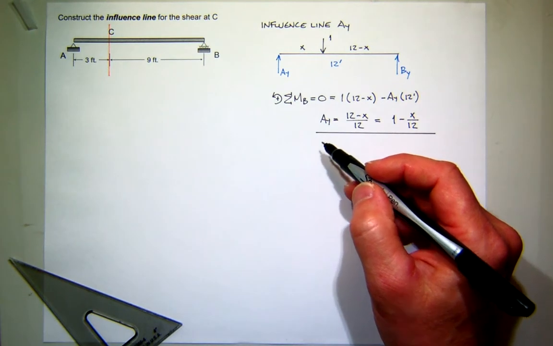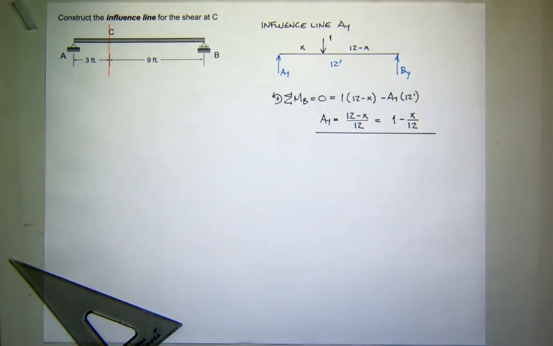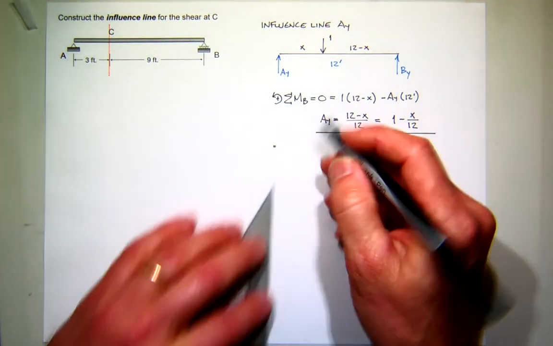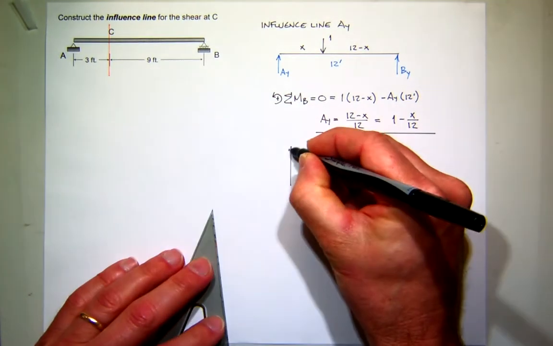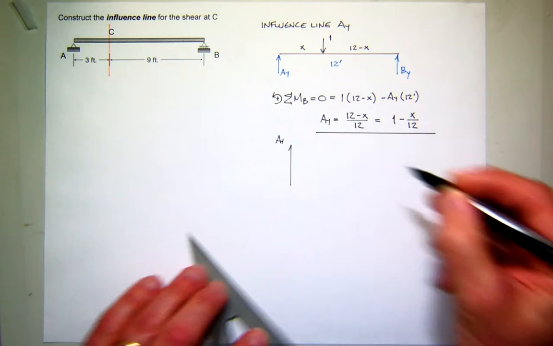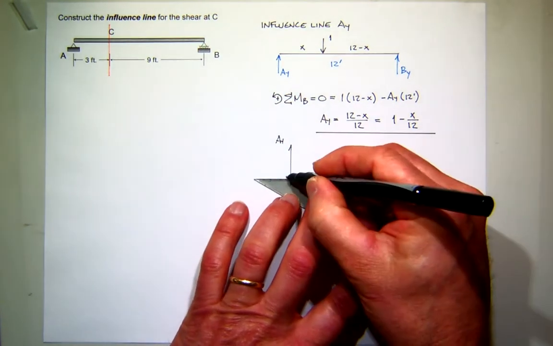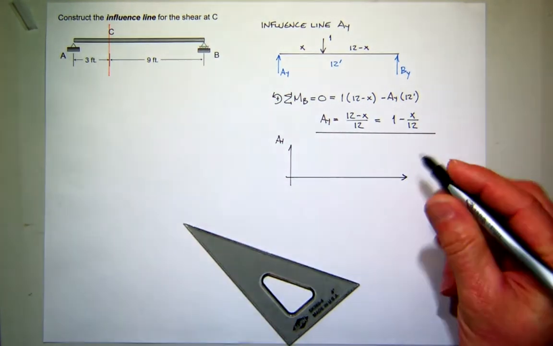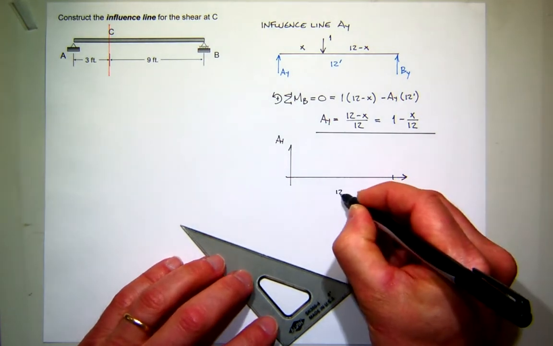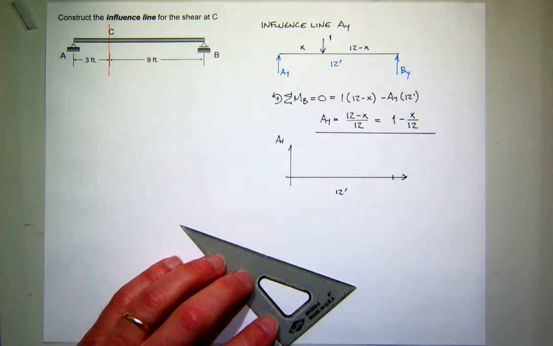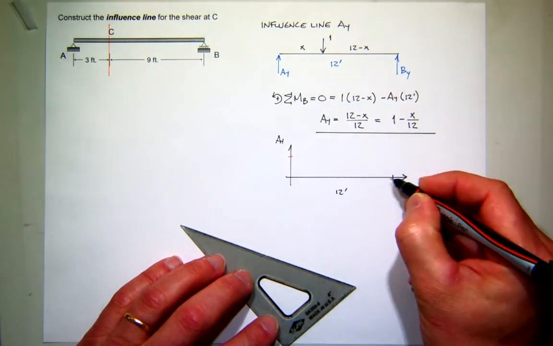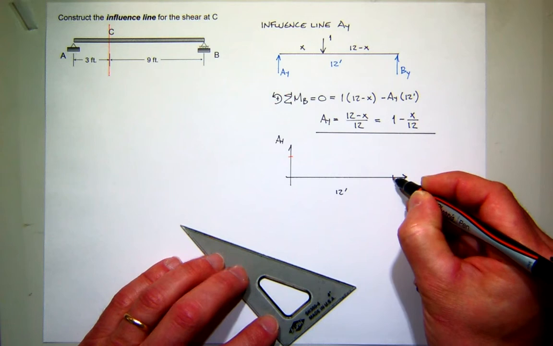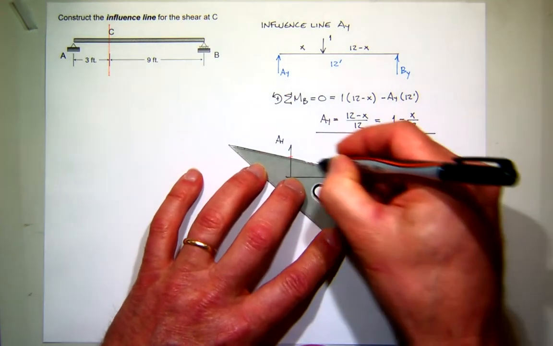So when you're doing the influence line for AY, that is simply the reaction force for AY, kind of how we did shear moment functions. Exactly. So if we plotted AY as a function across the beam, and the beam is 12 feet, when X is 0, what do you get? 1. When X is 12, what do you get? 0. And it's linear, so you should get a line that looks like that.